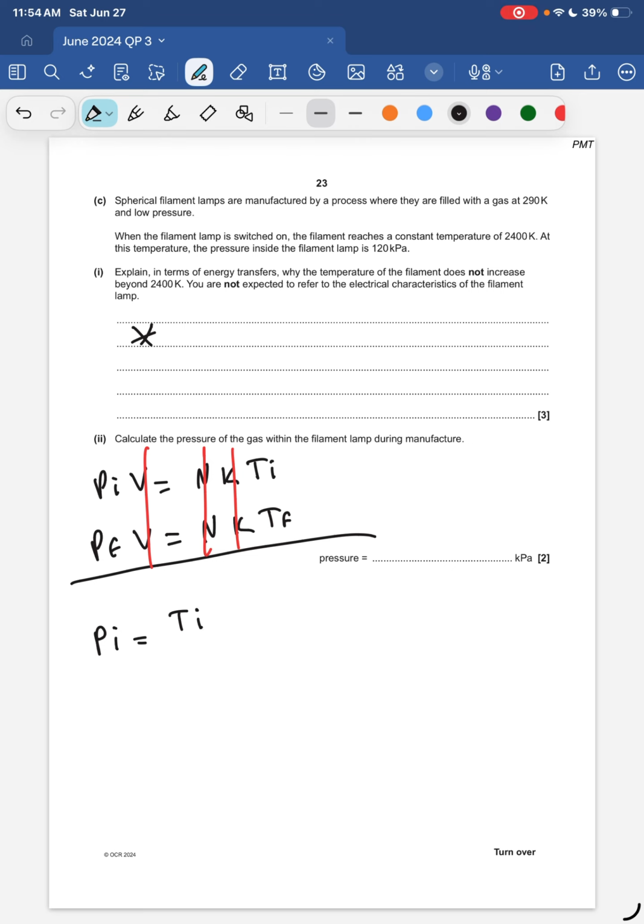So Pi is Ti over Tf times Pf, but everything is given to us actually. So during manufacture, we have 290 kelvins, the final temperature is 2400, and the final pressure is 120 kilopascals. And if we evaluate this, we get 14.5 kilopascals, which is the answer. So we're done with question 20. Let's move on to question 21.